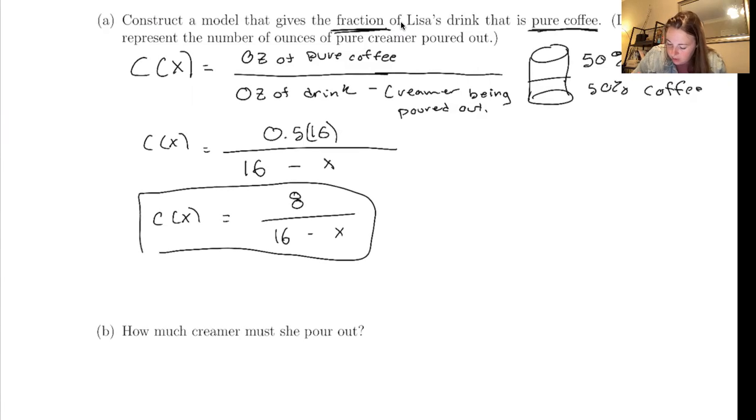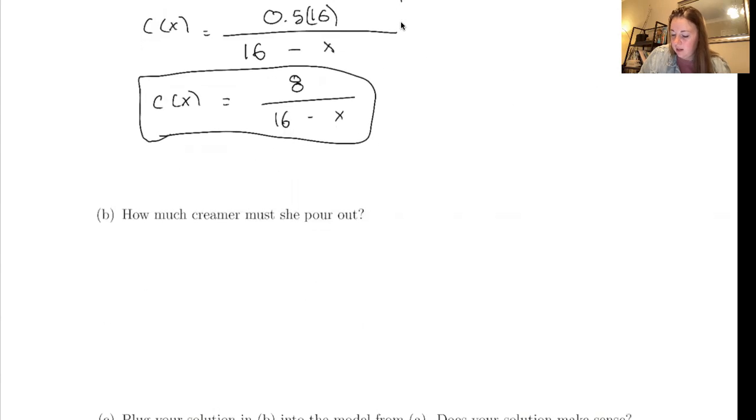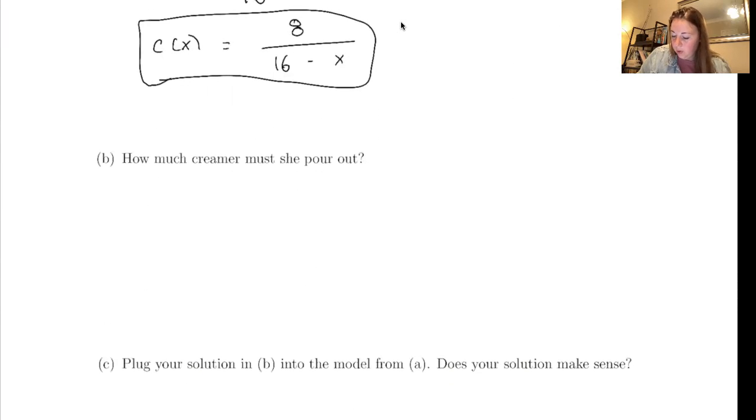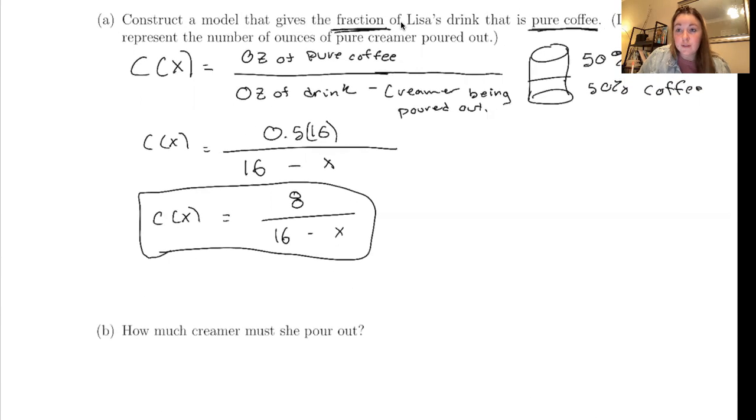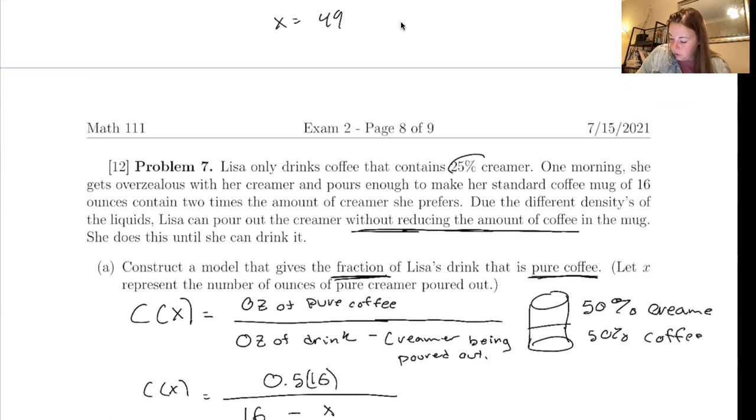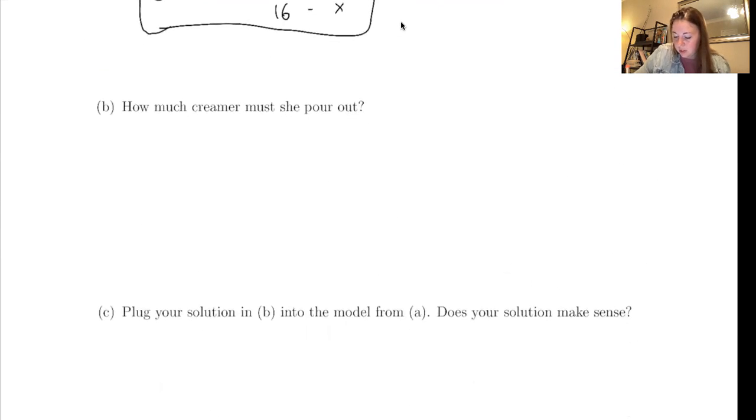All right. And then a lot of you guys also just gave me an answer without any work, which is not allowed. So how much creamer must you pour out? Remember, this is a concentration of coffee, right? So if it's 25% creamer, I'm not going to set this equal to 0.25, because that is concentration of creamer. And this is concentration of pure coffee. So I'm comparing apples to oranges. So if she wants 25% creamer, that means she wants 75% coffee, right?